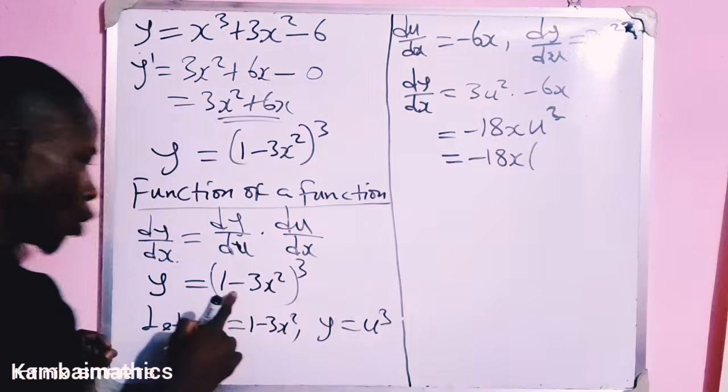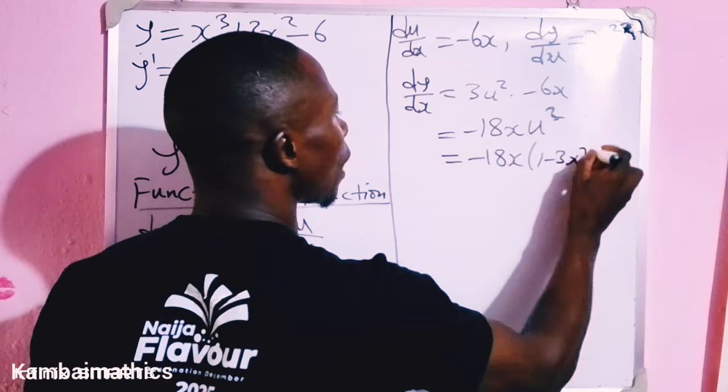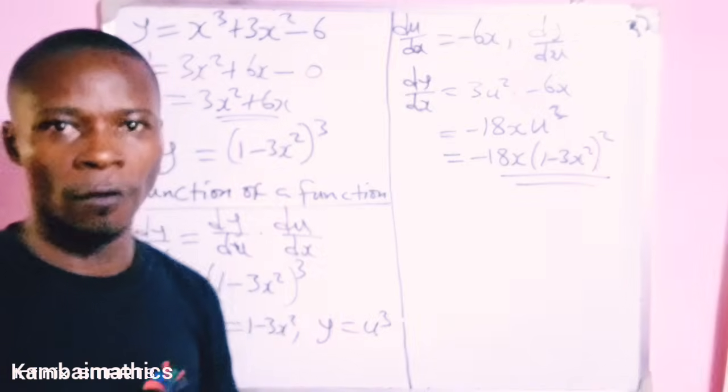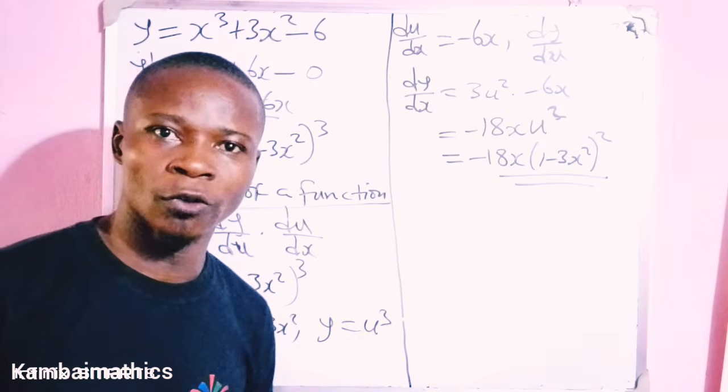Our u is given to be this. So this is (1 minus 3x squared) raised to the power of 2. So this is how we solve problems using a function of a function. You can decide to solve by the direct method.